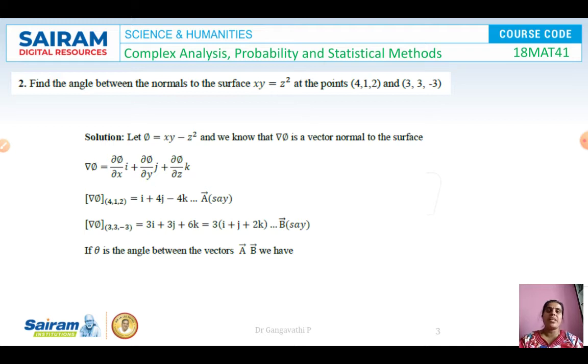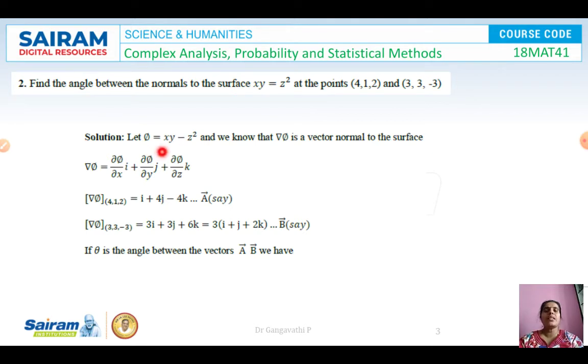One is phi 1 and the other one is phi 2. And only one point was given at which we have found the modulus of grad phi. Grad phi and modulus of grad phi was evaluated. Whereas here, there is only one surface given, but two different points have been given. So accordingly, we have to do the problem also.